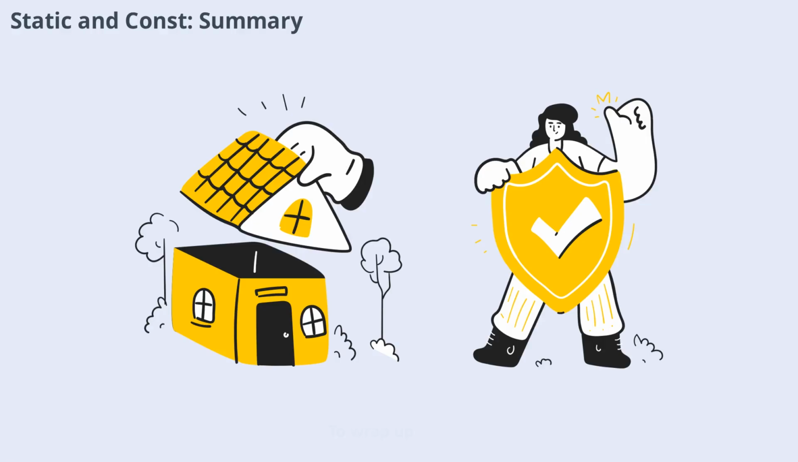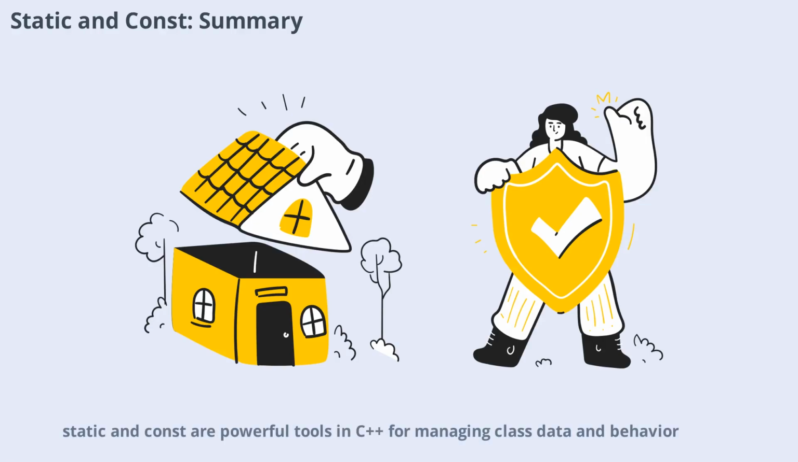To wrap up, static and const are powerful tools in C++ for managing class data and behavior. Static members are shared across all objects, while const members ensure immutability. Mastering these concepts will help you write safer, more efficient, and maintainable code in your C++ projects.